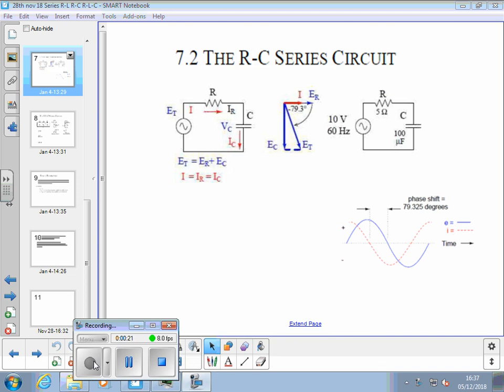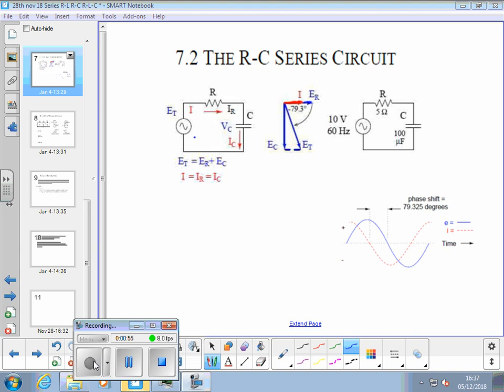Right. So if we take an RC series circuit, we've got an AC voltage passing a current through a resistor and a capacitor in series. So there's one current. If we were to phasor diagram that, we've got in red here the current in phase with the resistor voltage. That would always be in phase.